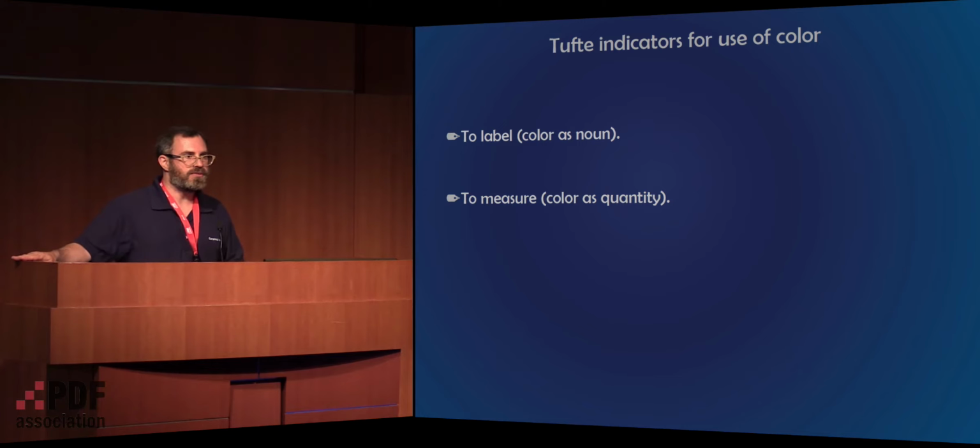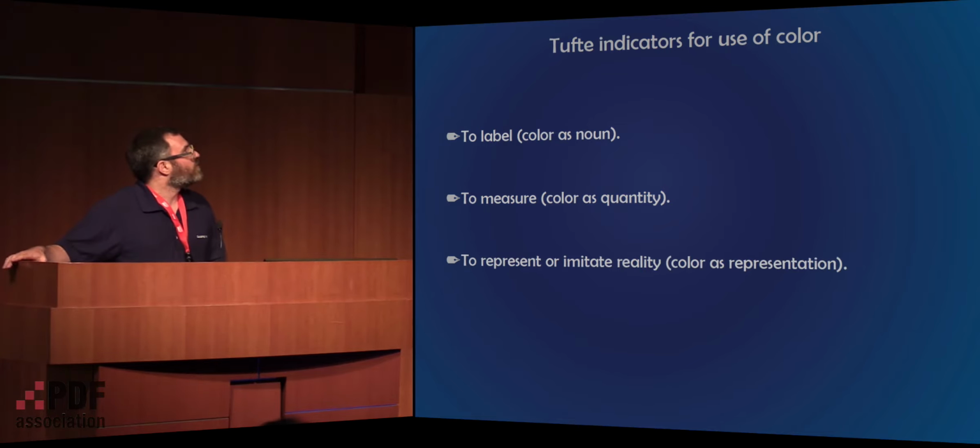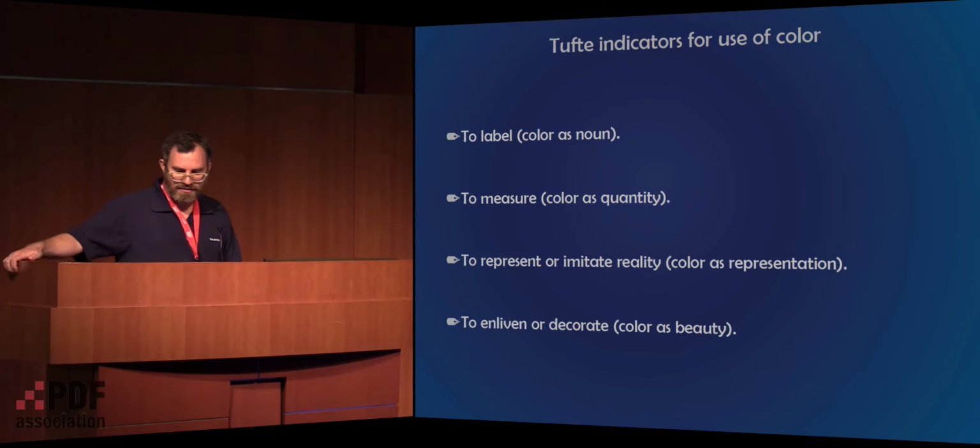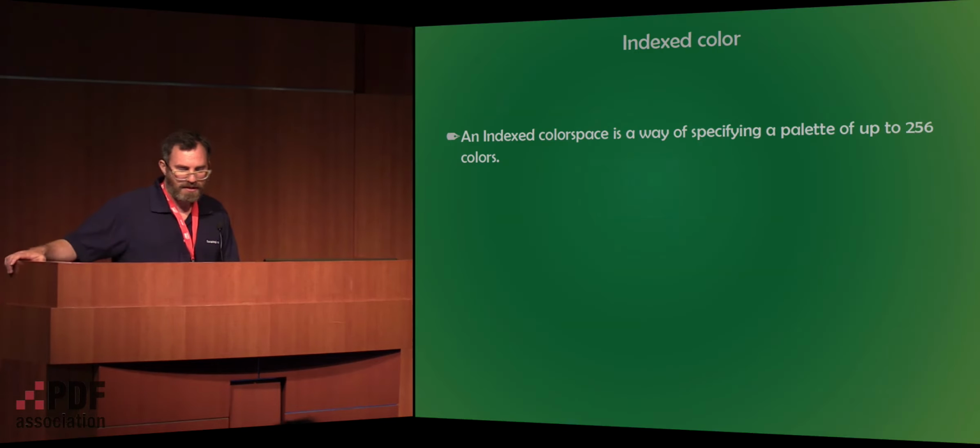That'd be an example of using color to indicate quantity. Third one would be to represent or imitate reality, color as representation, and the example for that would basically be photographs. And lastly, to enliven or decorate, color as beauty, you can basically use anything, whatever works. So let's start off with the first one, to label, and I'm going to suggest using index color for that.